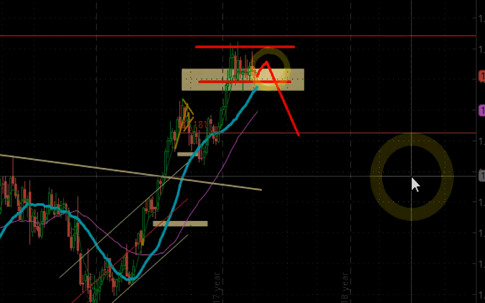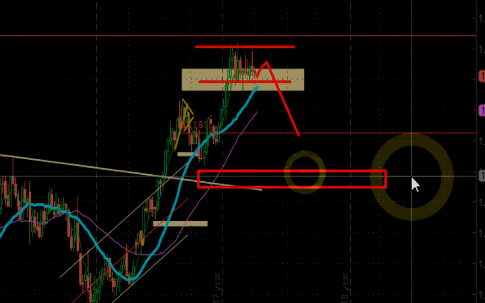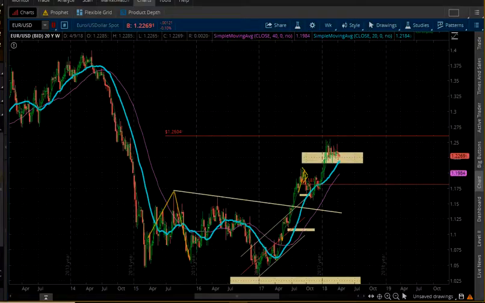So if you're trying to be short the euro US dollar, maybe you look for a little rally and then try to short up in this area and hold it, because if you can hold it down, it's probably not going to slow down until it gets here, and then it'll rally a little bit, chop around, and then make another leg lower. But if you want to try to ride it down in this area, that's a pretty good trade, so you can make some decent money on that trade.